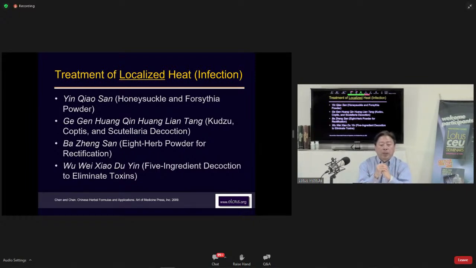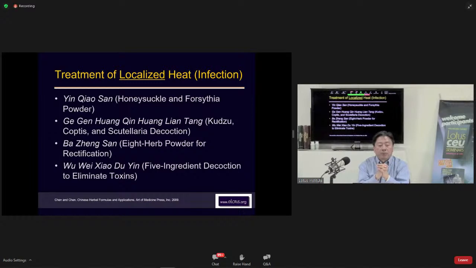So this is a great formula to take with you anytime you have food poisoning, or anytime you want to travel to countries in which sanitation is not guaranteed. So basically there's a higher chance that you may end up with food poisoning or traveler's diarrhea as you go to different places. Okay. Next one is a formula called Ba Zheng San, a herb powder for rectification.